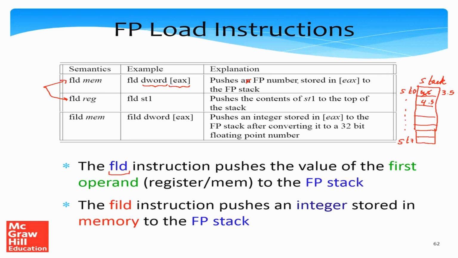Well, it's an FP number, fine. Grammatically, it's still okay. So it pushes a floating point number stored at the address in EAX, in square brackets, to the floating point stack. So if the number stored is 3.5, it gets stored on the floating point stack.